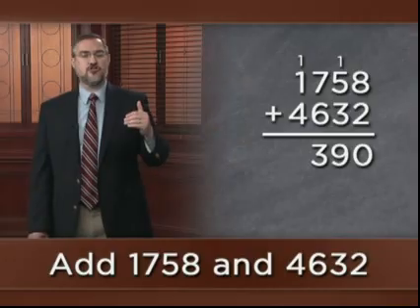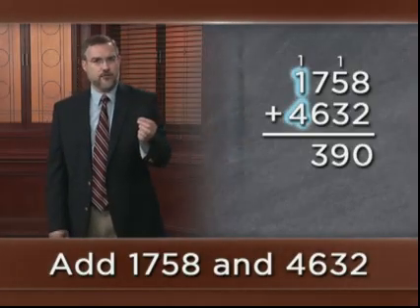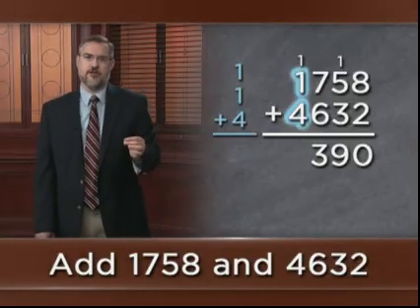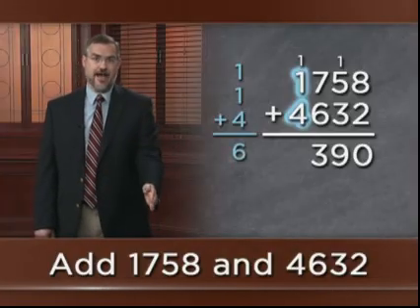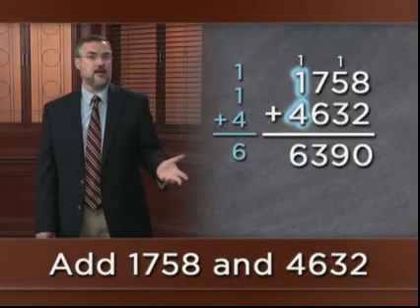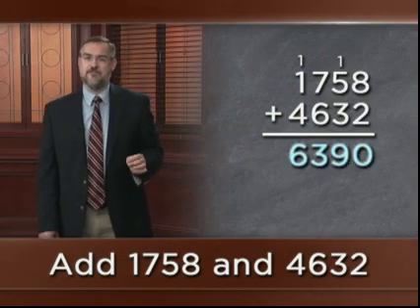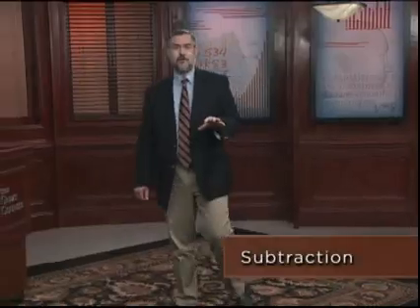When we finish this problem, we're just going to add that last column. We're going to add the 1 that we just wrote in, the 1 that was already there, and the 4 that was already there. And when we add those numbers in that column, we get 6. We put that in the answer location, and that gives us our final answer. Reading left to right, it's 6,390.